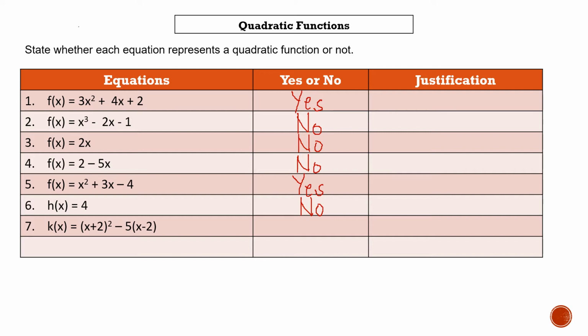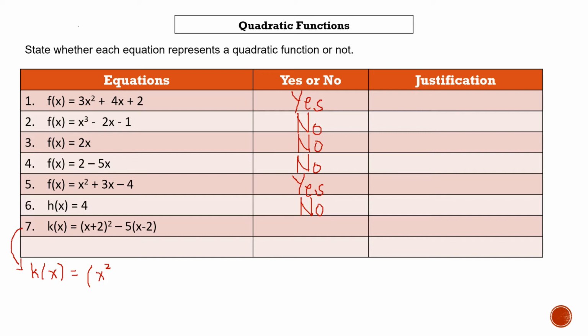For number 7, let us first simplify. k of x is equal to quantity x plus 2 raised to the second power minus 5 times quantity x minus 2. Okay, let us expand quantity x plus 2 raised to the second power. Square the first term, get twice the product of the two terms.